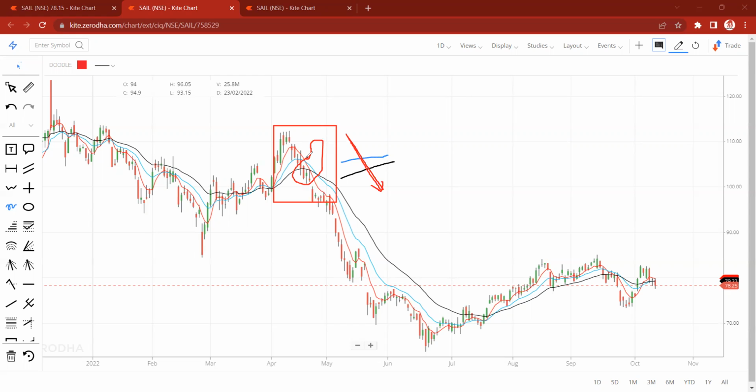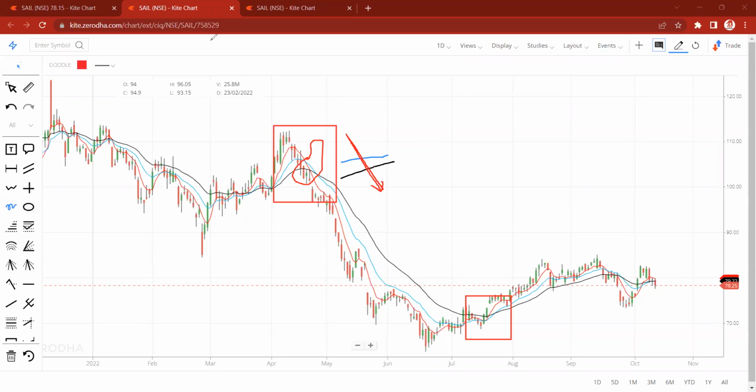Okay. Then when to buy? Again, we need to use the same strategy. Look here, this area. What is happening? The red color line is crossing the sky blue color line as well as the black color line from the bottom. From the bottom, what is happening? The red color line is crossing the black color line as well as the sky blue color.